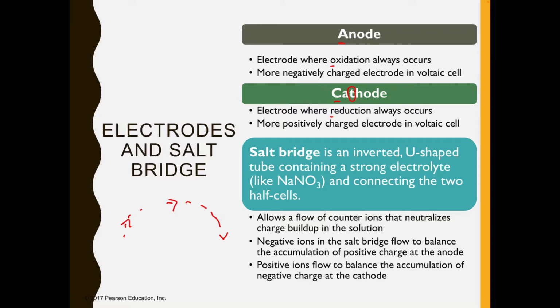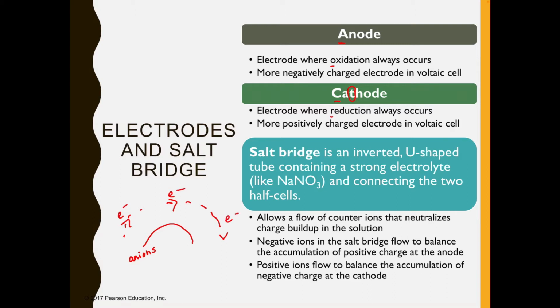And if they just kept flowing in that direction, then we would end up with a lot of negatively charged ions on one side and not on the other. And we'd have a charge imbalance, essentially. And so what we do is we have a salt bridge that goes across the middle and allows the charges to balance out. Okay, so the negatively charged ions in the salt bridge will flow to balance the accumulation of the positive charge at the anode. Okay, so a bunch of our anions will end up over here, because remember, our electrons are flowing this way.